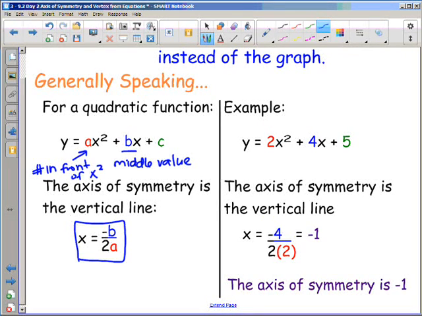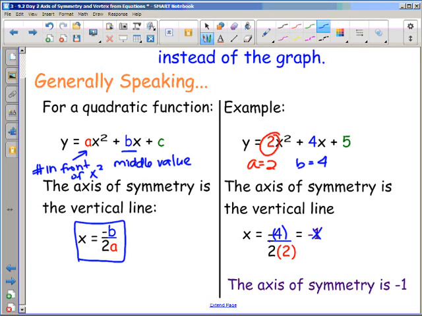So I would take those values, make it -b over 2 times my a value. So let's look over here at this example. My a value is 2, and my b value is 4. So I go down to the equation. I would write -b, which is 4, over 2 times my a value, which is 2.